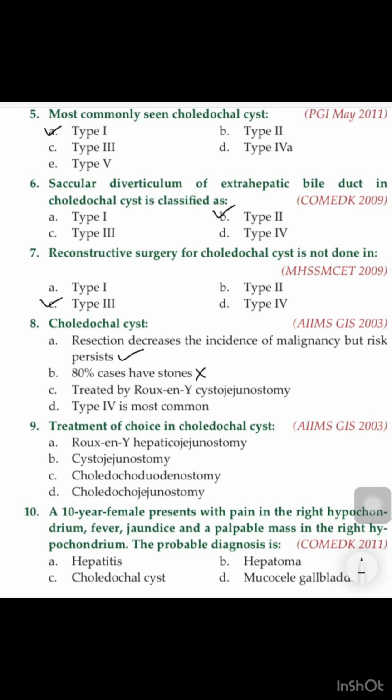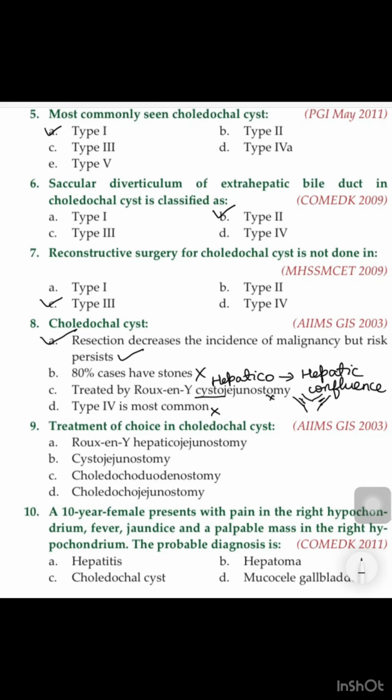Treated by Roux-en-Y cystojejunostomy. It is not cystojejunostomy. It is usually hepaticojejunostomy. That means you anastomose the jejunum to the hepatic confluence, that is, the confluence of the right and the left hepatic duct. Type 4 is most common. No. Type 1 is most common. So the correct answer is A.